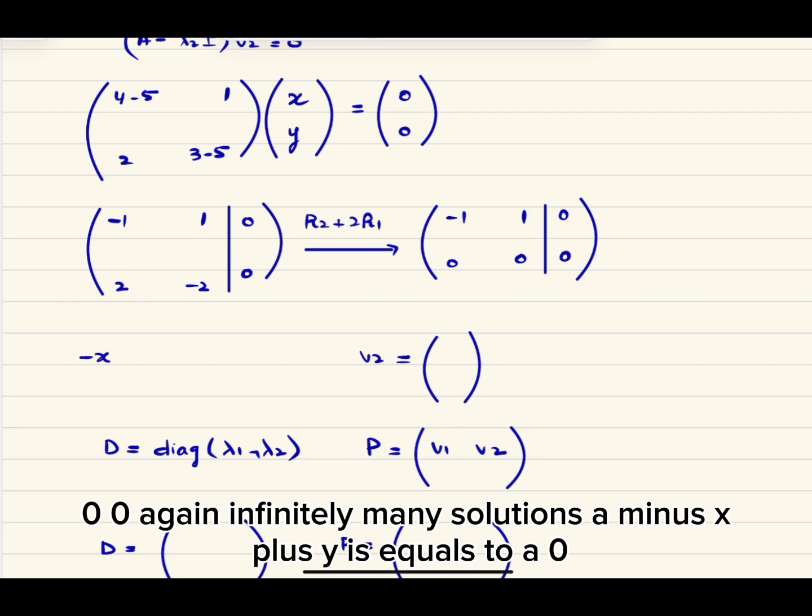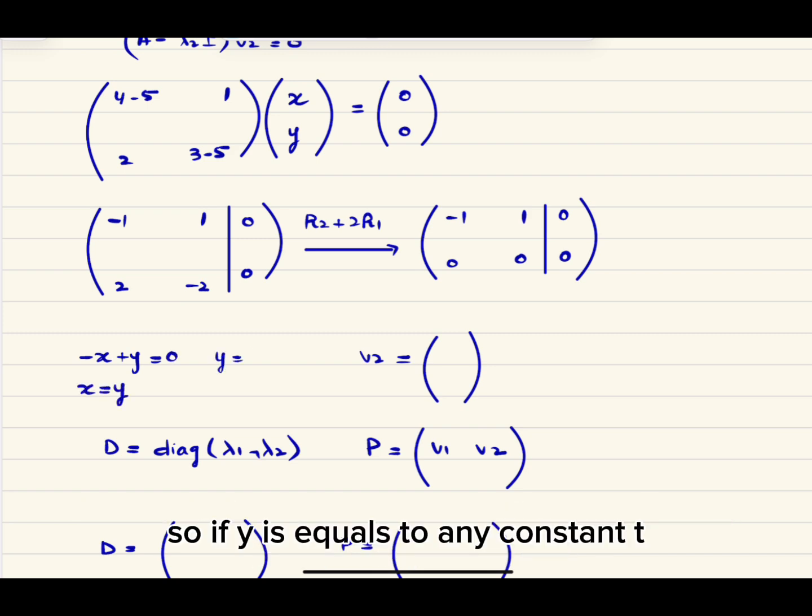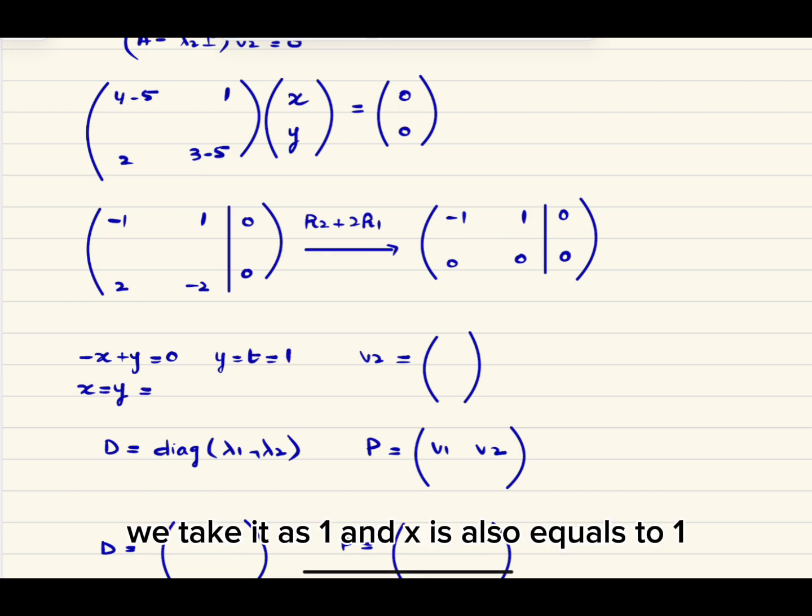Again, infinitely many solutions. Minus x plus y equals 0. That means x equals y. So if y equals any constant t, we take it as 1, then x is also equal to 1. So the next eigenvector is 1, 1.